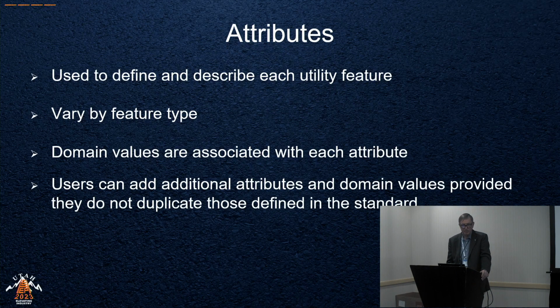Attributes actually define and describe each of those utility feature groups that we just talked about. They vary by the feature type. There are domain values associated with each of those attributes in the standard itself. And the users can add additional attributes if they want to. The only caveat is you don't duplicate something that's already defined in the standard itself.